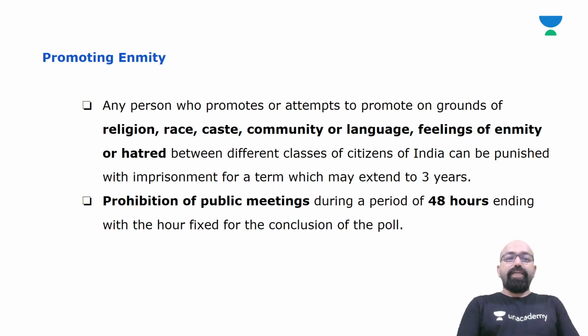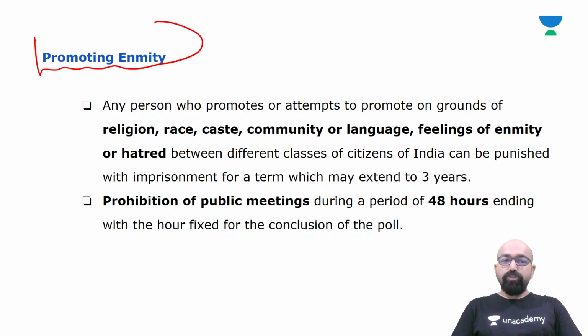Then, promoting enmity. Any person who promotes or attempts to promote, on grounds of religion, race, caste, community or language, feelings of enmity or hatred between different classes of citizens of India can be punished with imprisonment for a term which may extend to 3 years.